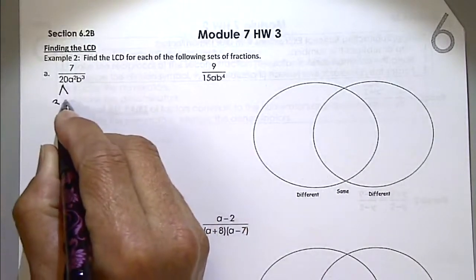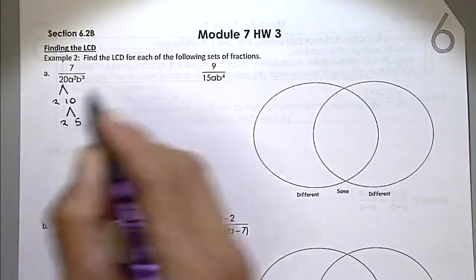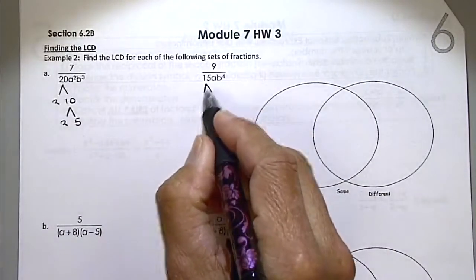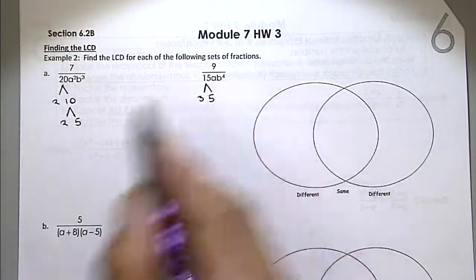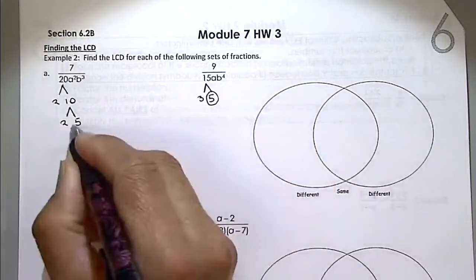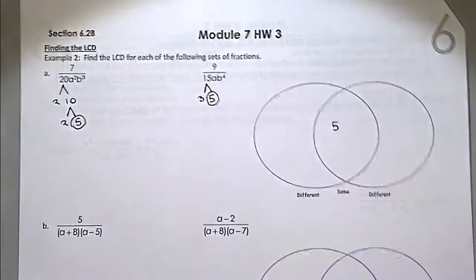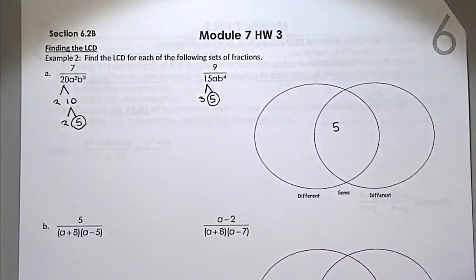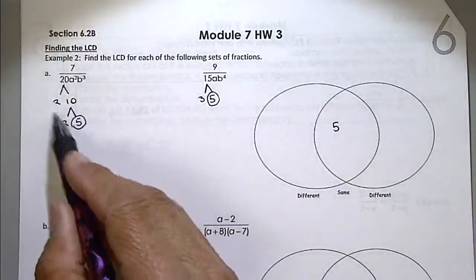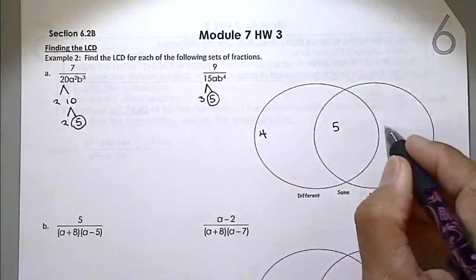I say, well, this is 2 times 10, and this would be 2 times 5, and now I'm all the way down to primes. And 15 would factor into 3 times 5. And I see what they have in common is 5, okay? I'm just going to circle what's the same. What's the same is 5. That's my common factor in there so far. What they don't have the same is the 2 times 2, right? So this one has a 4 in it, and this one over here has a 3.